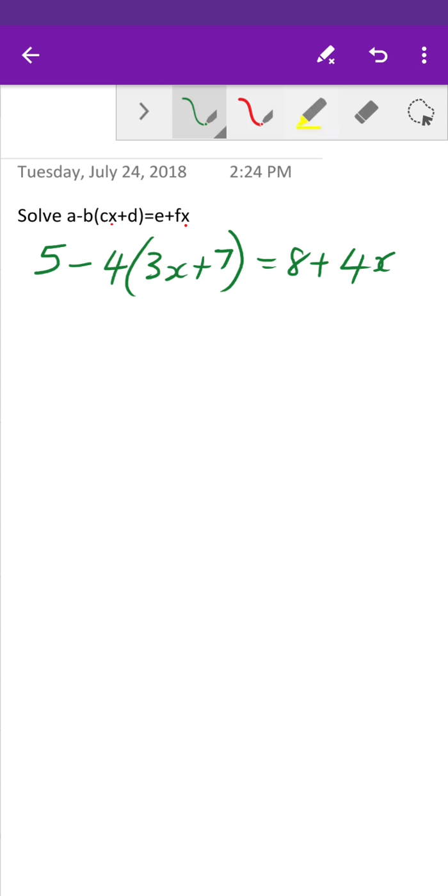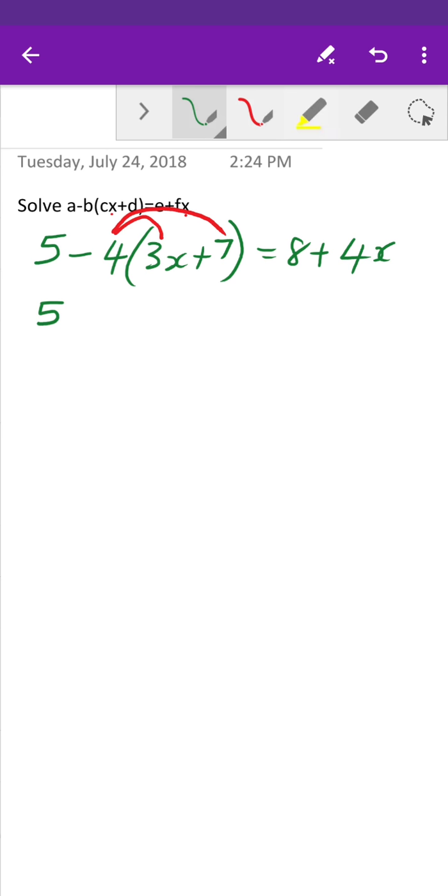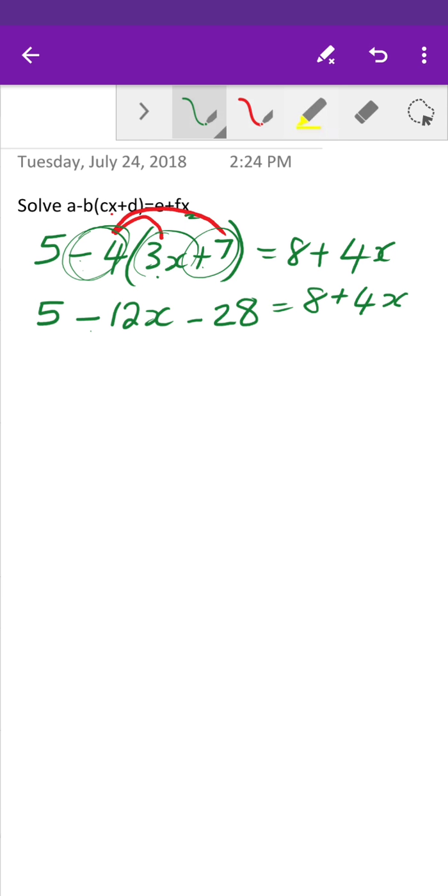So let's have a look at, first of all, this expansion here, and this is a complex expansion simply because we've got a negative here. Be careful with the negative. So 5 stays at 5. Now, negative 4 times positive 3x is negative 12x. Now, a negative 4 times positive 7 for the second one here is negative 28. Always be careful of that negative. A negative times a positive is a negative. Alright, so we've expanded that first thing we did.